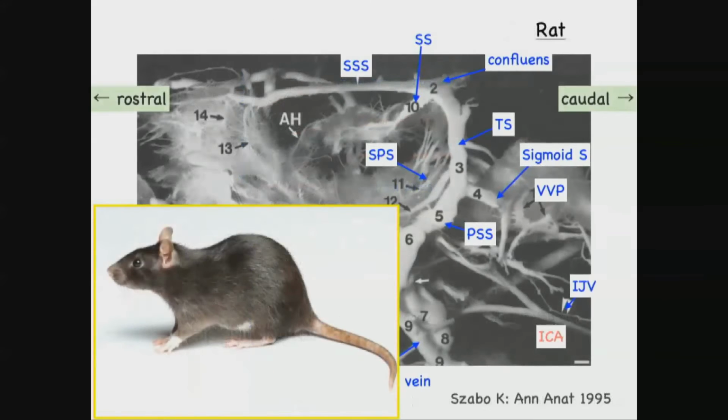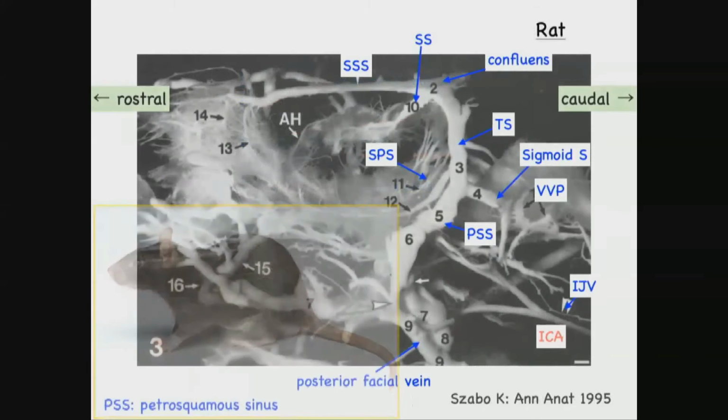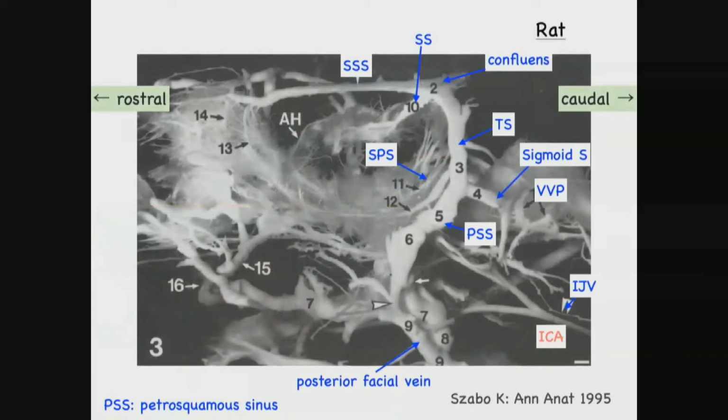This is a rat. In the lateral view, you will see the SSS, the superior sagittal sinus, and the confluence connected to the transverse sinus. And the TS, transverse sinus, connects to the sigmoid sinus, a small sigmoid sinus, and also the PSS, petrosquamous sinus. In the rat, the main outflow is through the petrosquamous sinus to the external jugular vein.